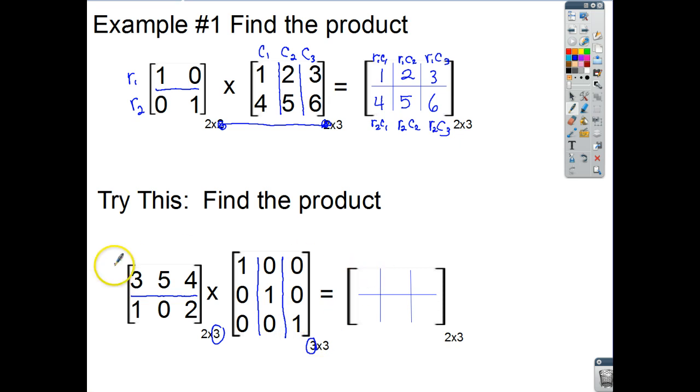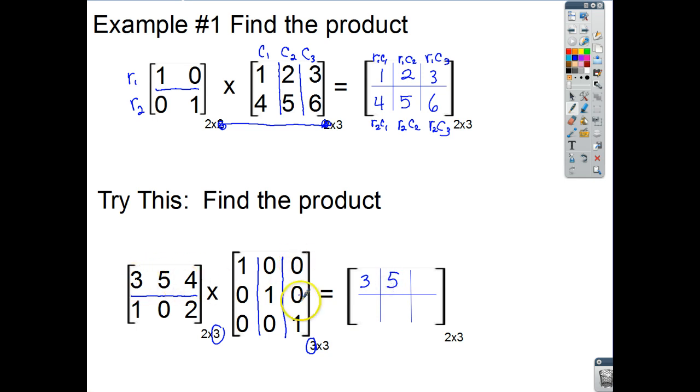So this is row 1, column 1. So we're taking row 1, multiplying it by column 1. 3 times 1 is 3. 5 times 0 is 0. 4 times 0 is 0. 0 plus 0 plus 3 is 3. Okay, row 1, column 2, and it goes here. 3 times 0 is 0. 5 times 1 is 5. 4 times 0 is 0. 0 plus 5 plus 0 is 5.